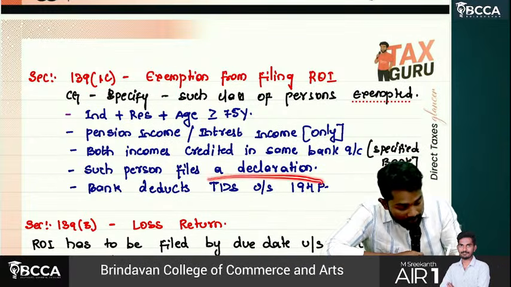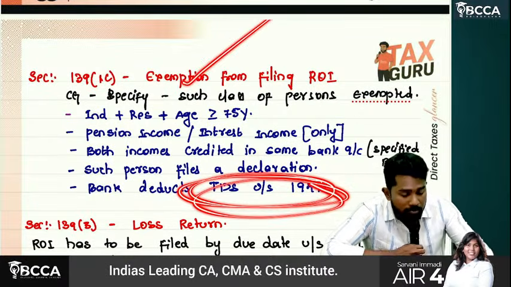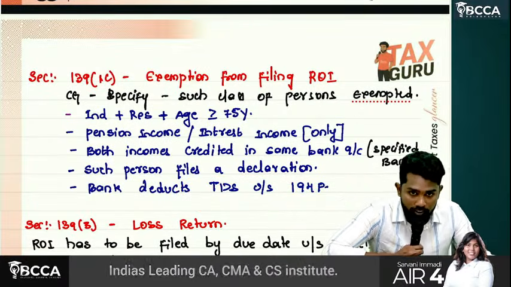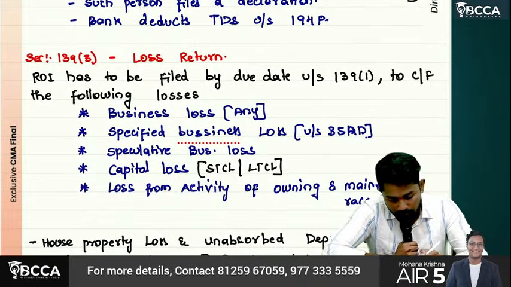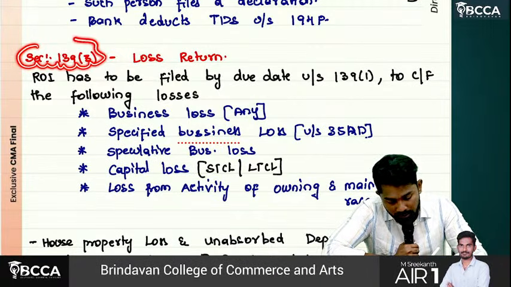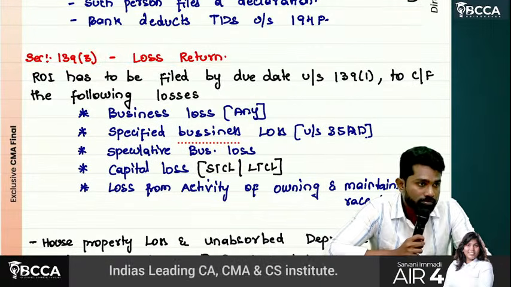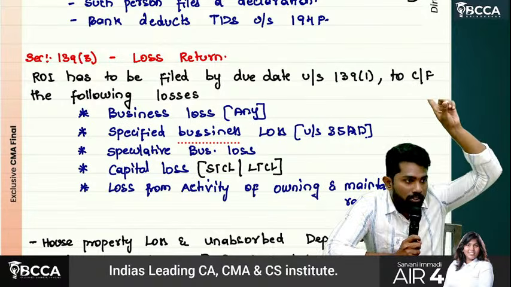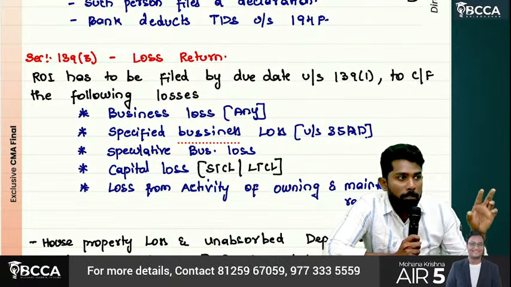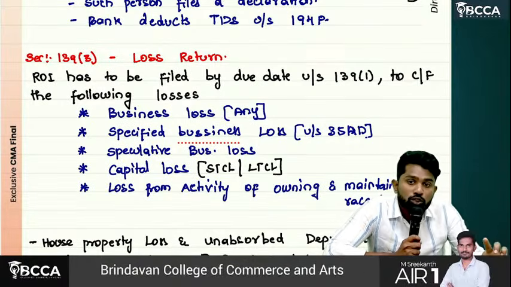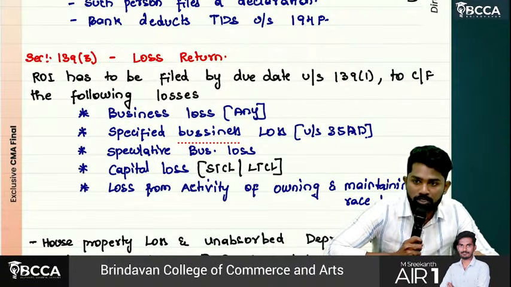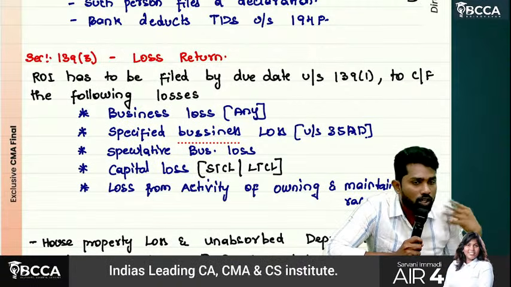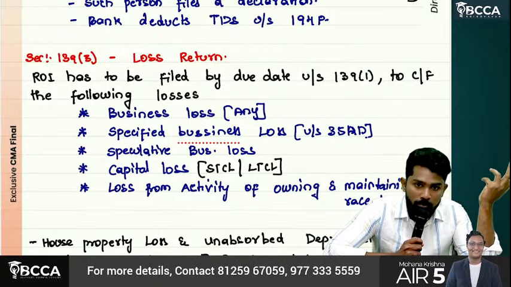If the bank deducted TDS under 194P, then only this person is exempted from filing the return of income. Then section 139(3), it is about loss return. Sir, what we said: a person has to file the return only when his total income exceeds the basic exemption limit. If I am having a loss, then obviously my total income will not exceed the basic exemption limit.